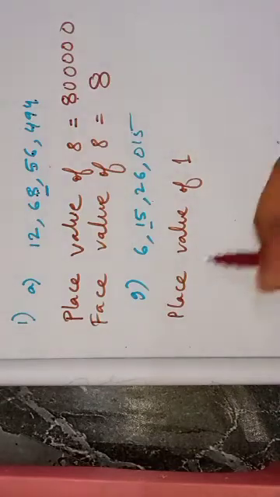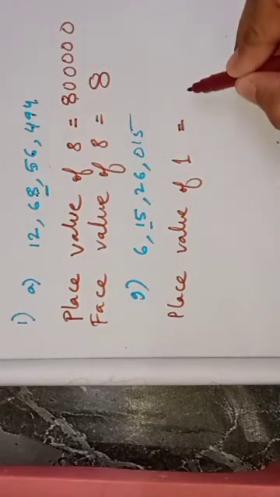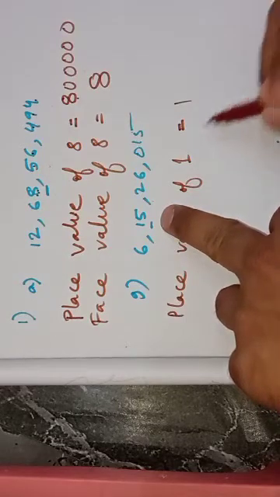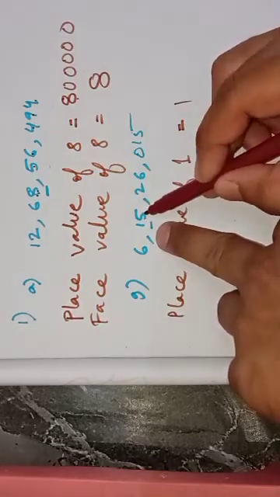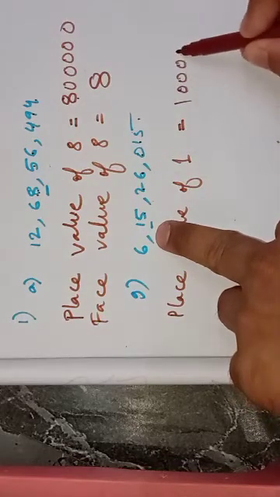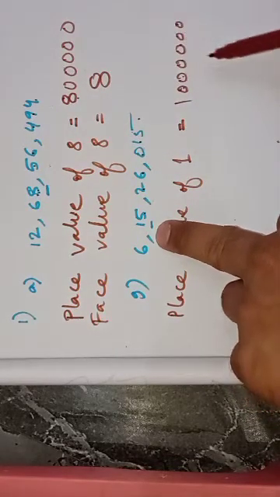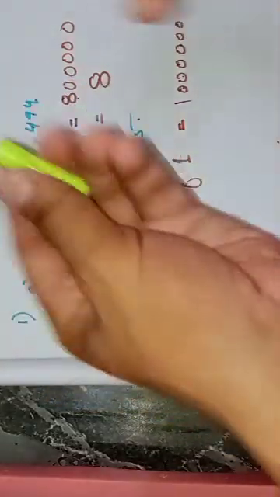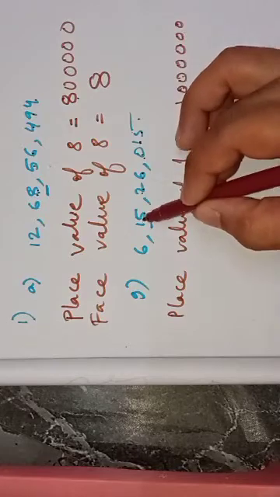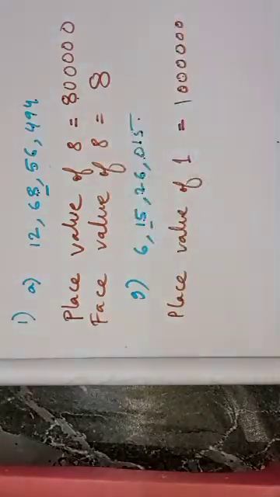Okay, so place value of 1 is where 1 is exactly located. So very simple, just write 1, and how many digits are there after 1? 1, 2, 3, 4, 5, 6. So I will write 6 zeros. If anybody asks you what is the place value of 1, you will say 1, 10, 100, 1000, 10,000, lakhs, 10 lakhs. It's 10 lakh.